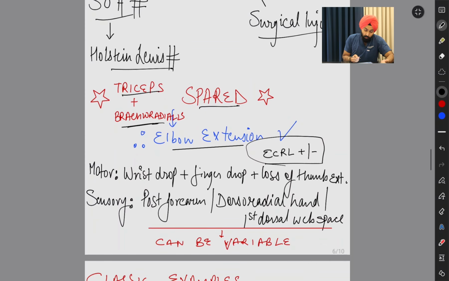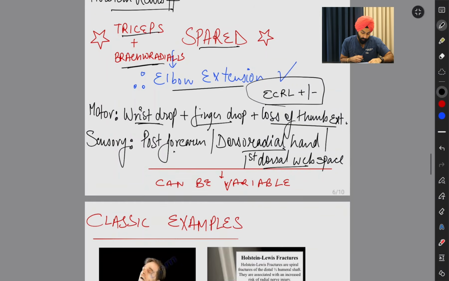So in the motor component, what will we see? Since our wrist extensors are not supplied, we get a wrist drop, we get a finger drop, we get a loss of thumb extension. In sensory, here it is the same posterior forearm, dorsoradial hand or the first dorsal web space. Although the sensory distribution of this lesion can be variable, again depending upon the site.